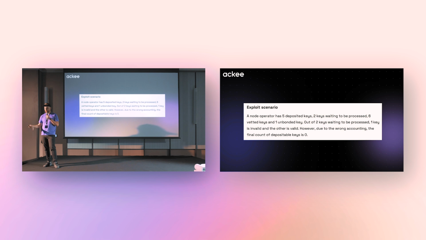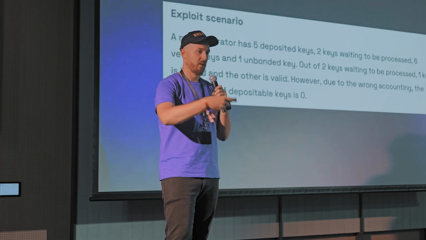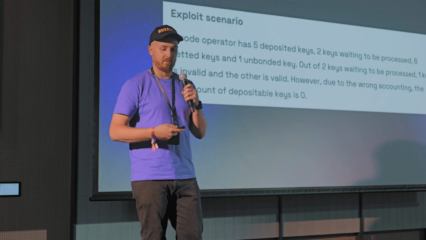Try to search manually for the combination which will break it, which is 5 deposited keys, 2 keys waiting to be processed, 6 vetted, and 1 unbonded. If you find this manually, it's great, but with fuzzing it's easier. And you are still working with the time budget you have for the audit, so you are trying to be most effective.